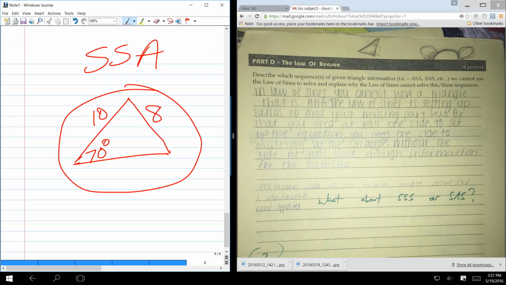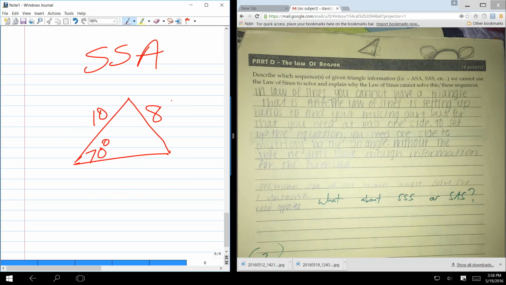Did you ever cover the ambiguous case of the law of sines? Quade? Yeah, we did. You did. Okay. Well, this is the only time you have to worry about it, is when you have side side angle.